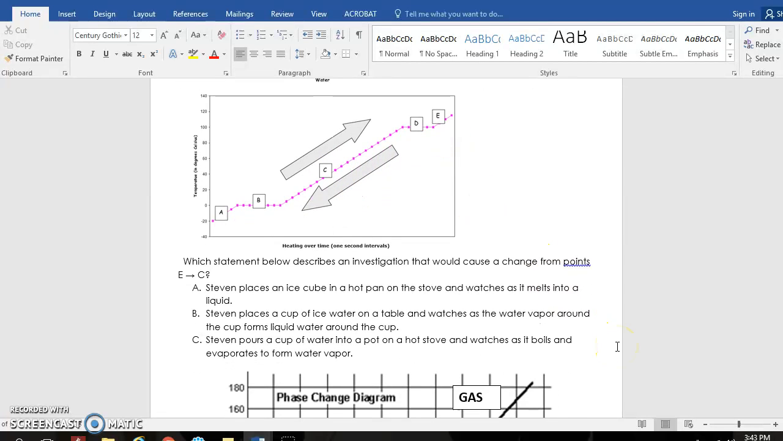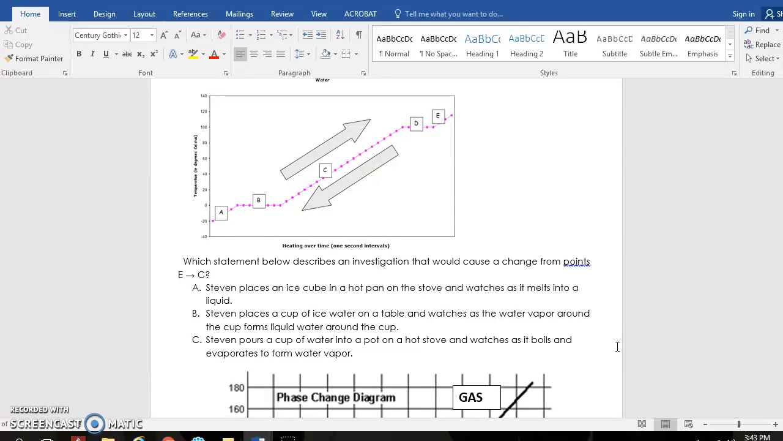So Stephen places an ice cube in a hot pan on the stove and watches it as it melts into a liquid. Well, we just took a solid to a liquid, not quite. Stephen places a cup of ice water on a table and watches as the water vapor around the cup forms liquid water around the cup. Well, it's saying water vapor, that's gas, okay? So the gas around the cup is turning into a liquid around the edge of the cup. That would work because we're going from a gas to a liquid.